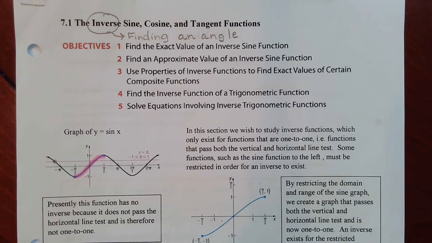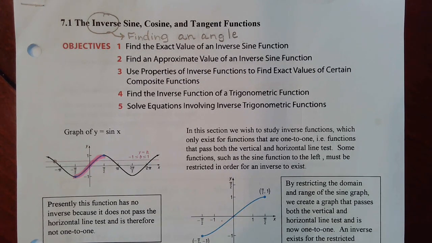Okay, we are going to be talking about inverses in section 7.1, namely the inverse of the sine, cosine, and tangent functions. I want to point out that once you start looking for inverses, you're looking for angles. We'll be looking for inverses in sections 7.1 and 7.2 in order to prepare you for section 7.3, where we will be solving trig equations.